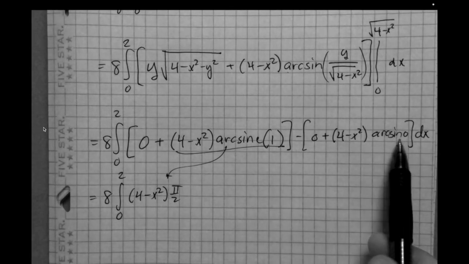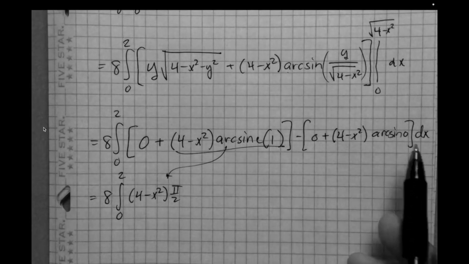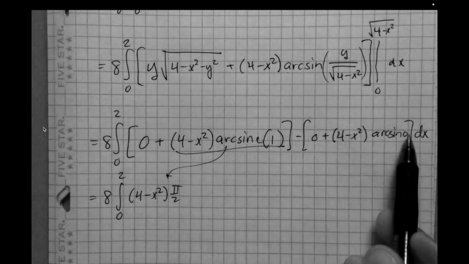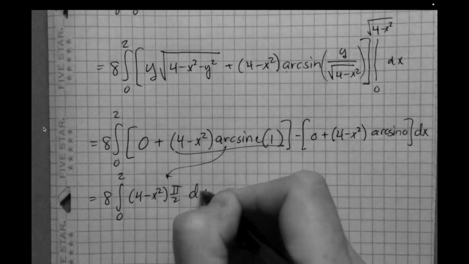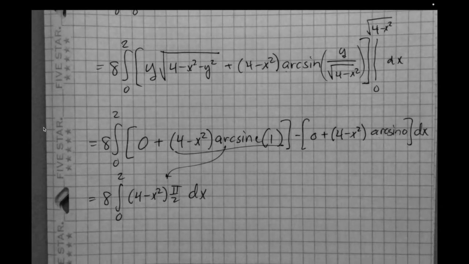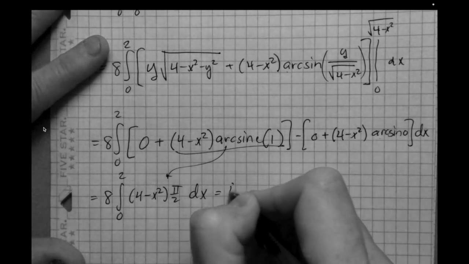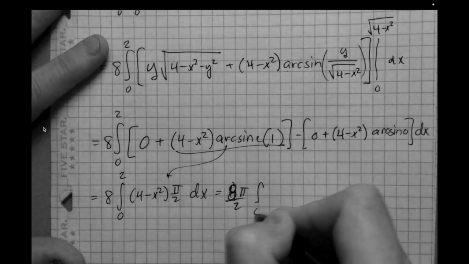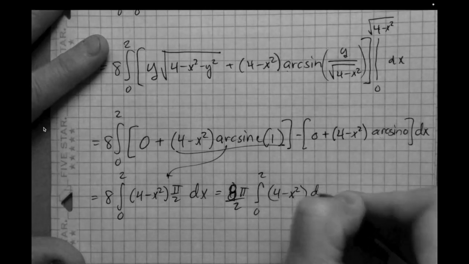And what happens over here? Well, arc sine of 0, where does sine equal 0 on the interval where the arc sine is defined? Well, it equals 0 at 0 degrees, right? So this whole thing is just zeroed out, and you just have this nice simple integral here. Okay, and this one is very easy to integrate, but first let's write this as 8 pi over 2 times the integral from 0 to 2 of 4 minus x squared dx.